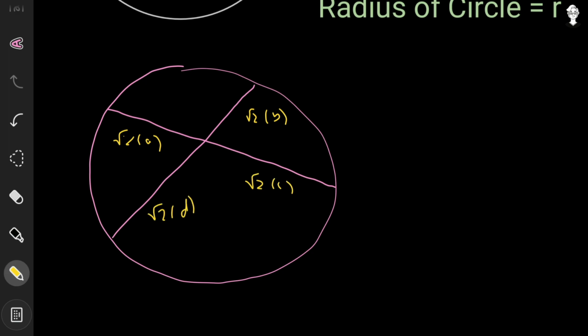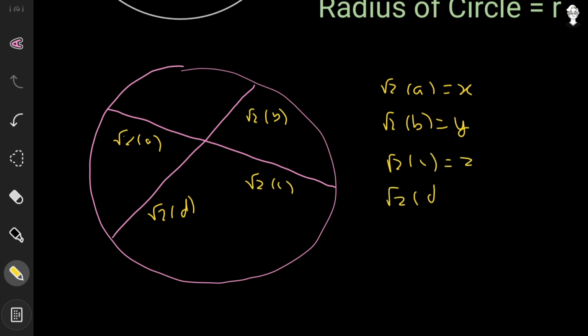Now as we are going to do many things over here and these lengths are not very convenient, we will take them as other variables. Square root of 2 times A we will take as X, square root of 2 times B we will take as Y, square root of 2 times C we will take as Z, and square root of 2 times D we will take as W. So now we will continue the solution with these variables. As per our new variable table, this length is x, this length is y, this length is z, and this length is w. And these two chords were intersecting at 90 degree.